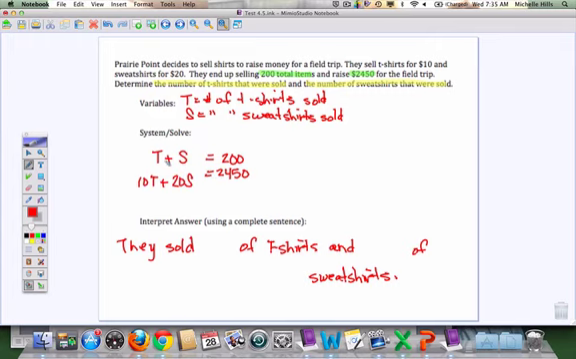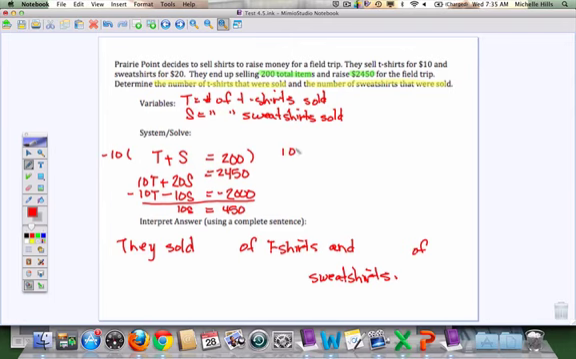So I've written the system, now I need to solve it. Well, the elimination method means I need to have opposites. I'm going to deal with the smaller of the two coefficients. Since this is a positive 10t, I want this one to be a negative 10t. So I'll multiply everything in the first equation by negative 10 to get negative 10t minus 10s equals negative 2,000. When I combine my equations now, I get 10s equals 450.